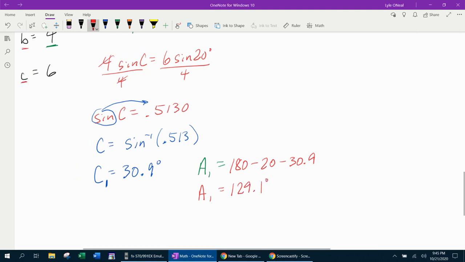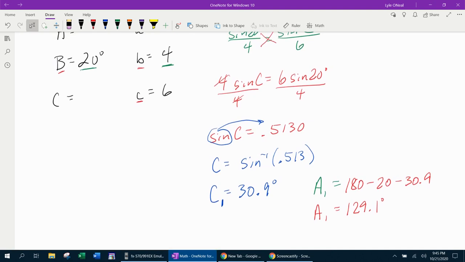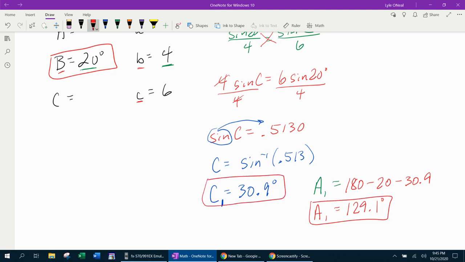129.1 degrees. And now I want you to notice what we have. At this point, we now have angle B, angle A, and angle C. We now have one complete set of angles. Now we need to see if there is another set of answers, another set of angles. If there's not, we know there's at least going to be one set of answers.